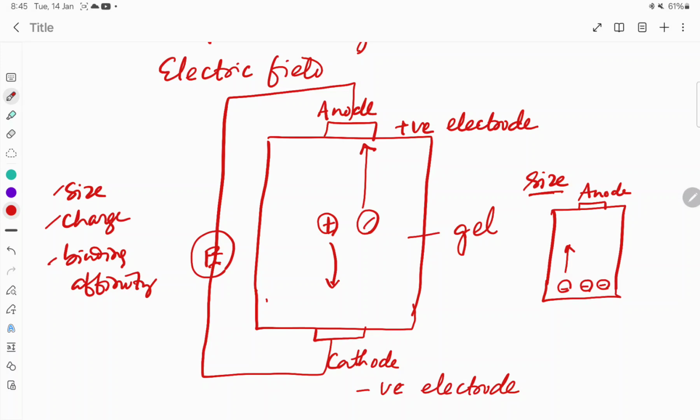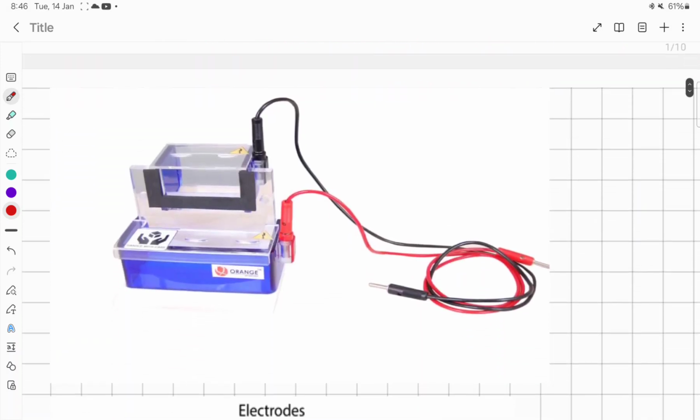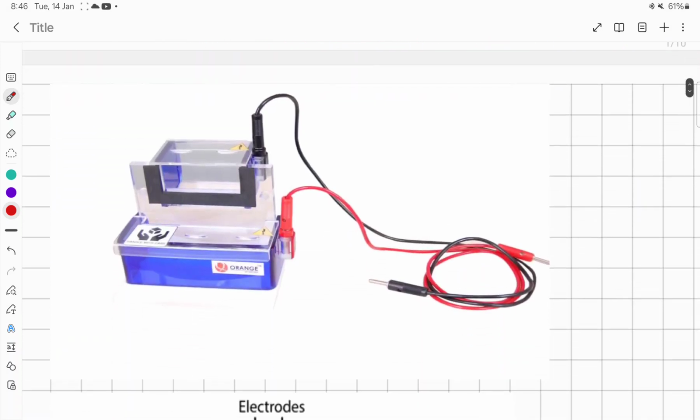So in electrophoresis we provide an electric field through two electrodes, the positive electrode or anode and the negative electrode or cathode, and the charged particles will move to their opposite electrodes based on their size. This is electrophoresis.